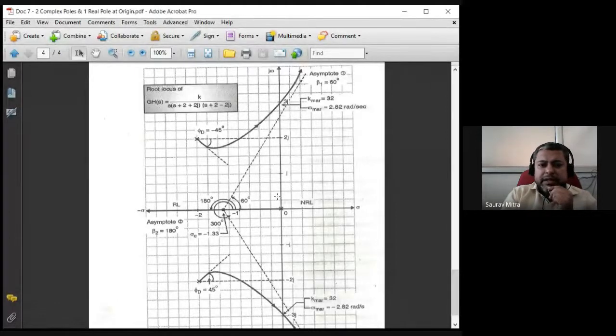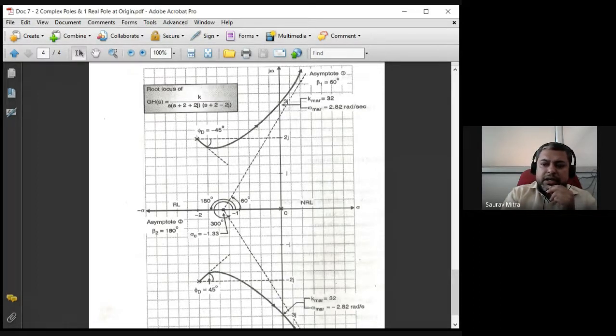Okay, so one real part is at minus 2, another real part is at minus 2. This third pole has no real part. So this is minus 2 plus minus 2, that is minus 4, divided by p minus z, which is 3. So sigma c will be minus 4 by 3, that is minus 1.33. So from minus 1.33 you have to draw a line. Please use a protractor and check where this line cuts the j omega axis.